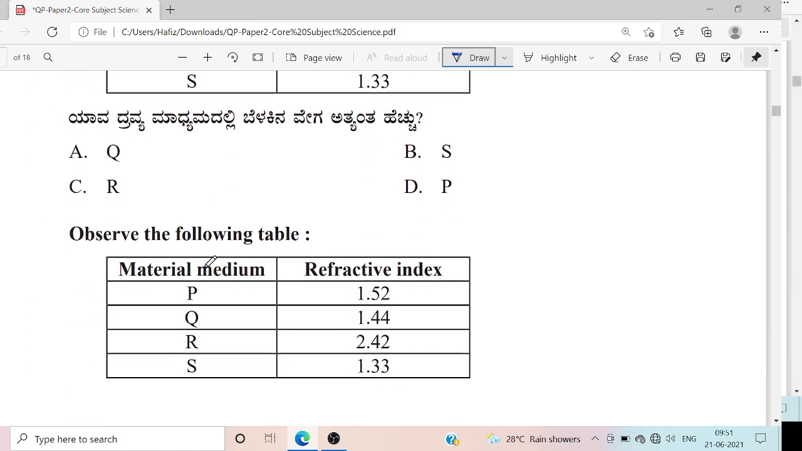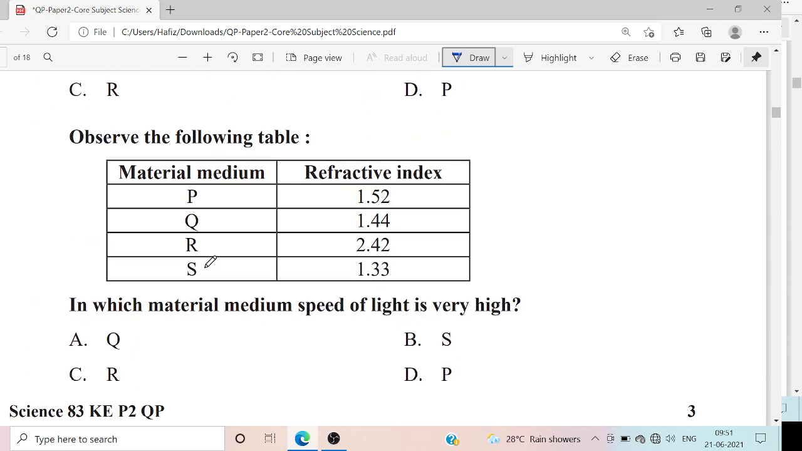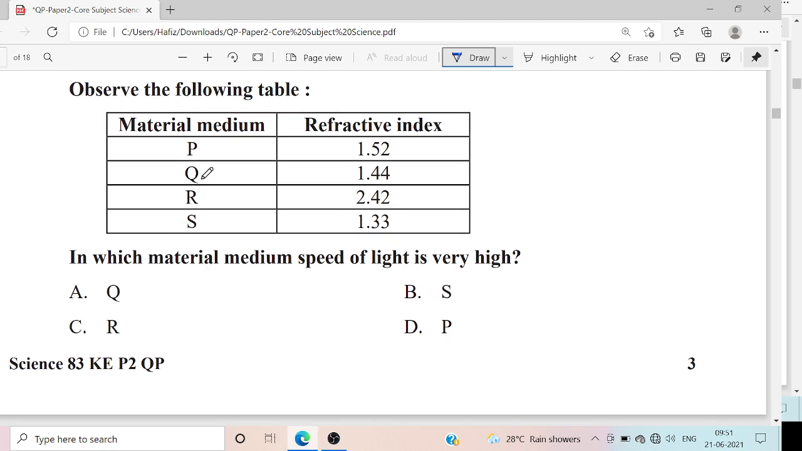Now moving on to the next question, which is from the chapter light, reflection and refraction. Observe the following table. See, the medium, the name of the material, is given with its refractive index. Now the question is, in which material medium is the speed of light very high? So how do you know that?